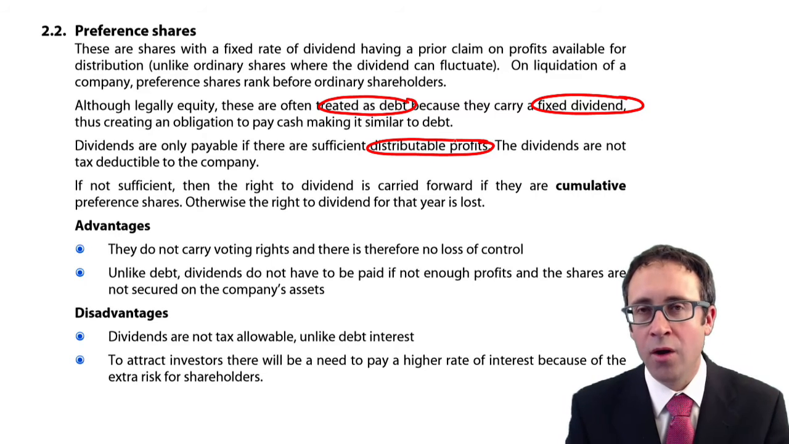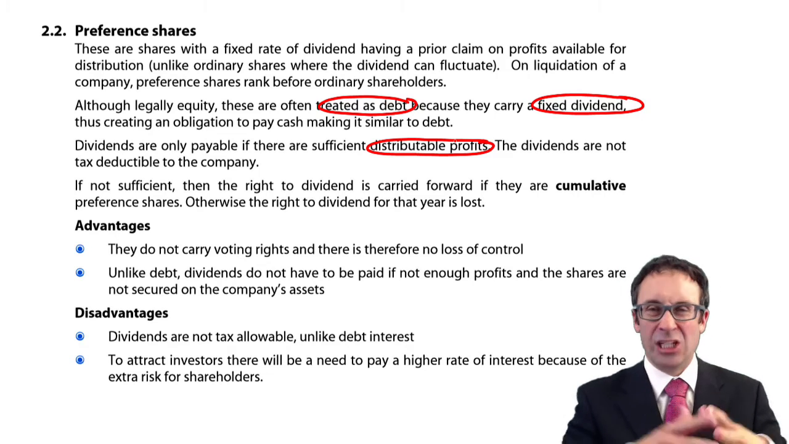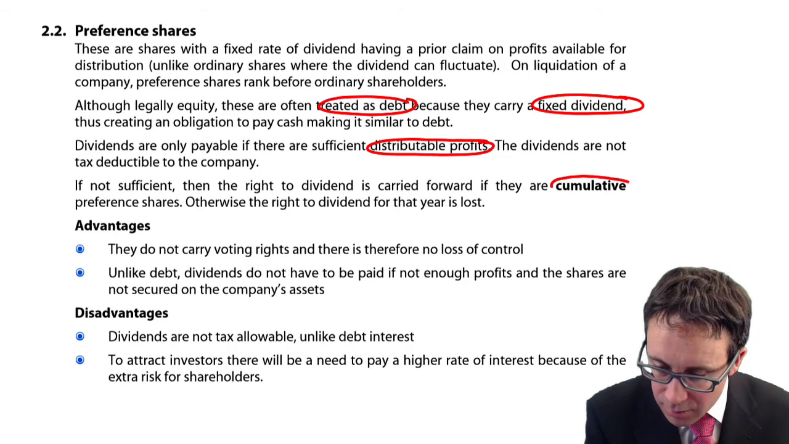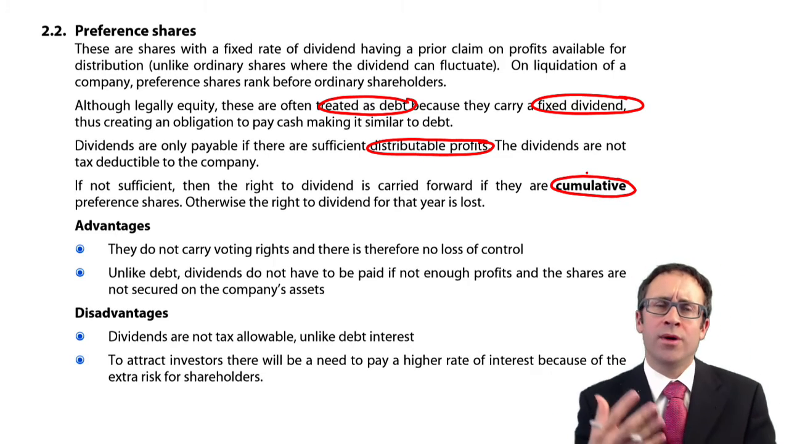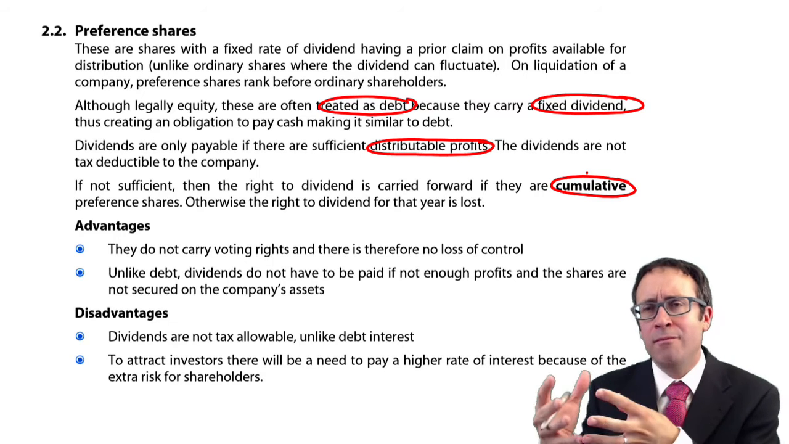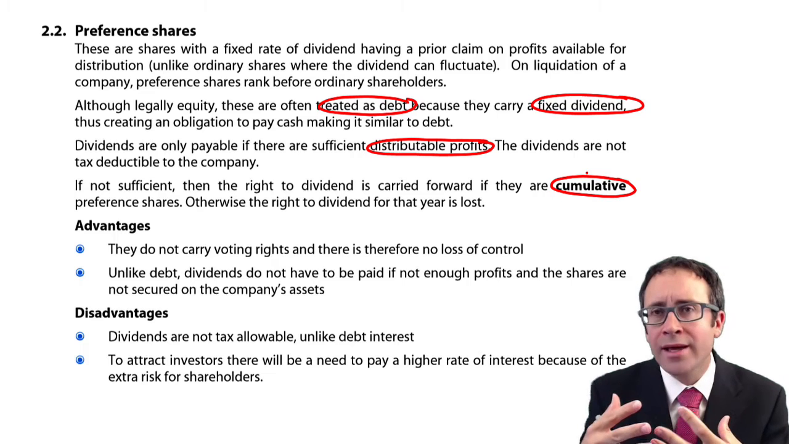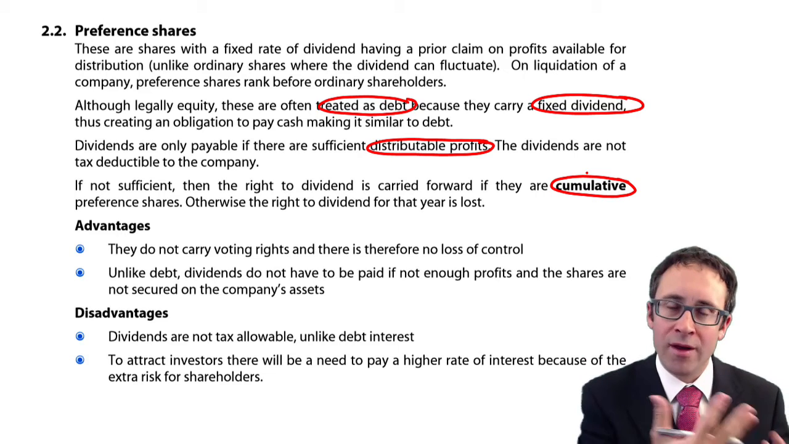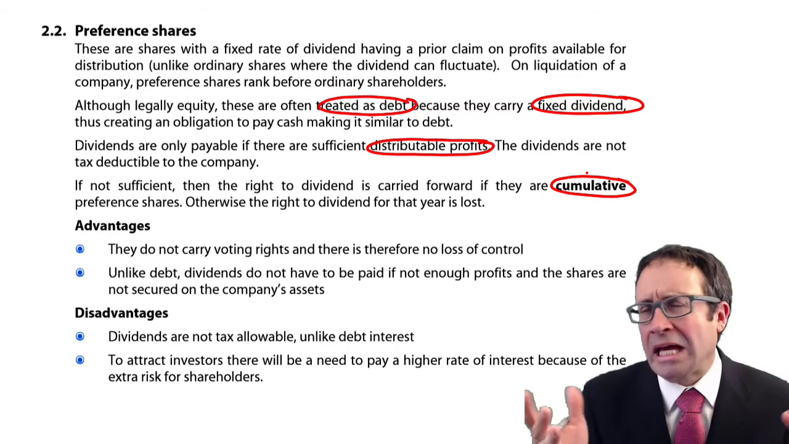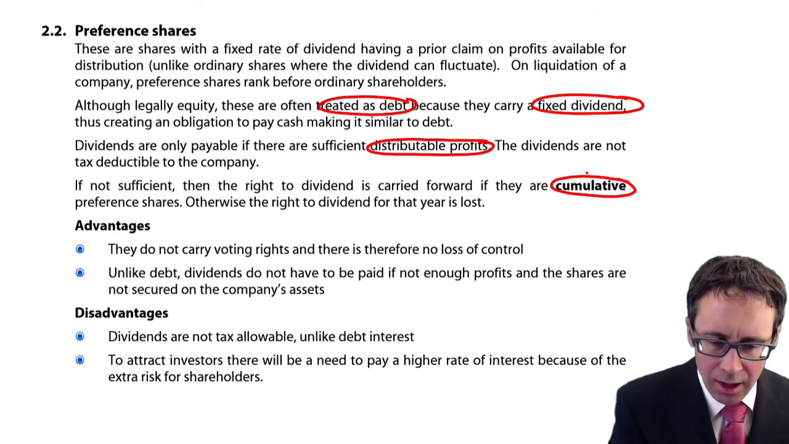If there are not enough profits, then that dividend is lost forever, unless they are cumulative prefs, in which case when the company returns to profitability, those dividends that haven't been paid accumulate, and therefore they will then be paid once the company returns back to profitability. Okay, other bit as well, and again, you just need to be a little bit careful.